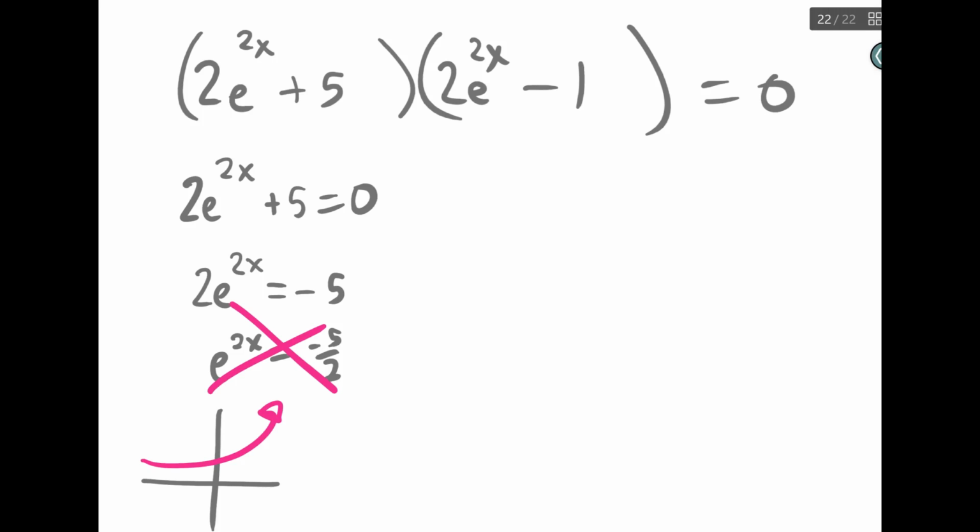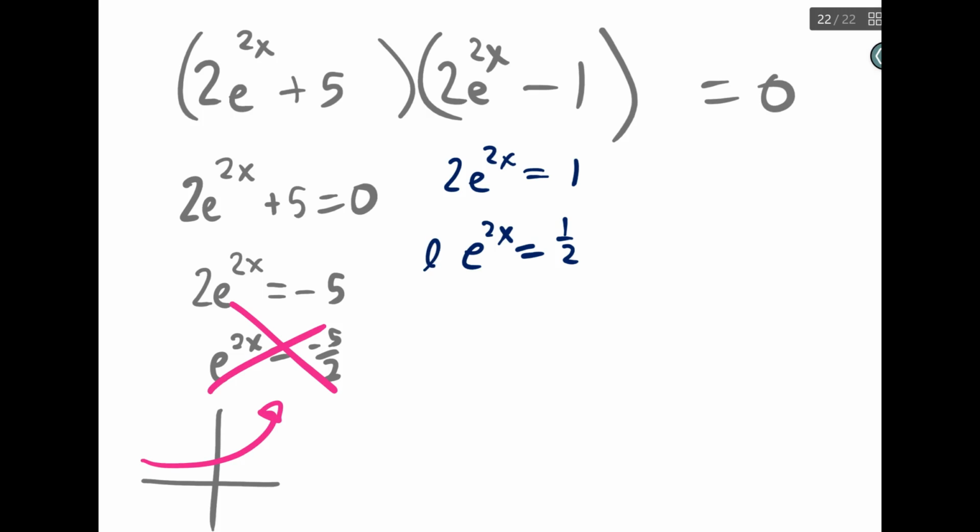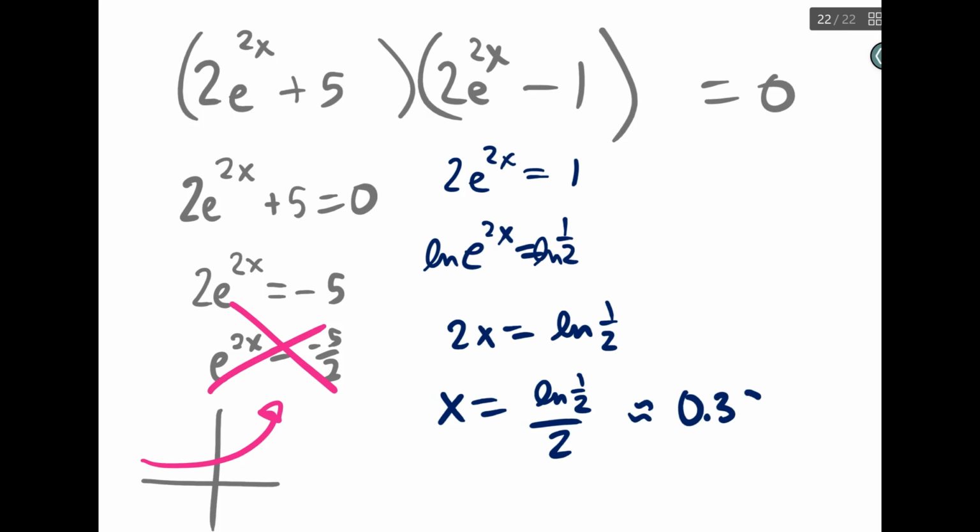2e to the 2x is equal to 1, because if I set it equal to 0 and add 1 on both sides. Okay, so divide by 2, e to the 2x is equal to 1/2. Take ln of both sides. So 2x is equal to ln of 1/2. Divide by 2 on both sides. x is equal to ln of 1/2 divided by 2, and that's roughly going to be 0.35. Or wait, is that 35? Something like that. Sometimes I can't read my own handwriting.